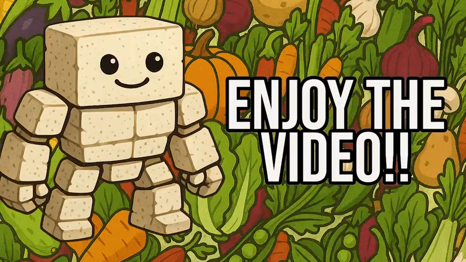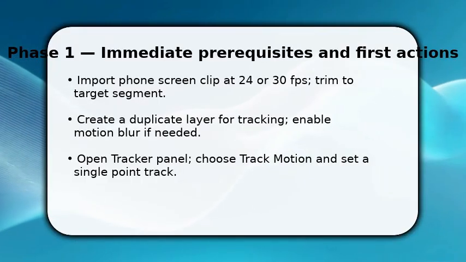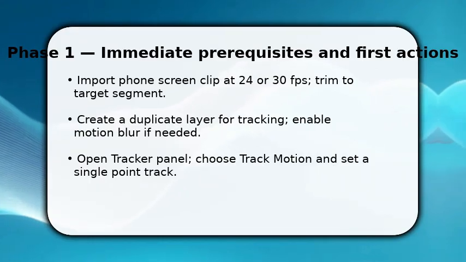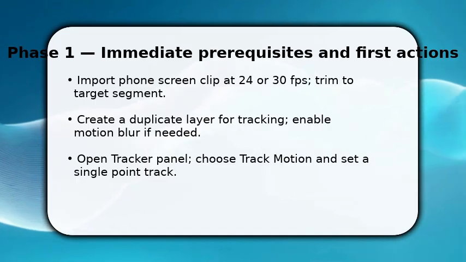Please enjoy the video. You start by isolating the phone clip and duplicating the layer. This protects the original. Once done, position a tracking point on a high-contrast area of the screen; a corner or sticker works best. In the tracker panel, choose Point Tracking, set the search region larger than the feature, and run forwards.